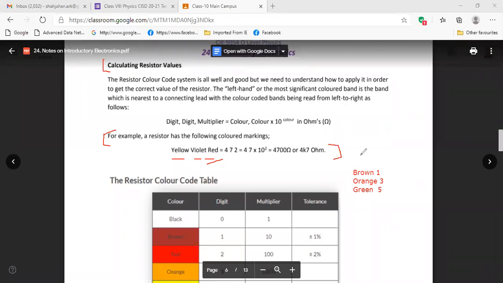Okay, so this one is your homework. Brown 1, orange 3, green 5 is given. So you find the resistance. Okay, sir. This is your homework. Already Yakin told the answer. However, you write it as homework.